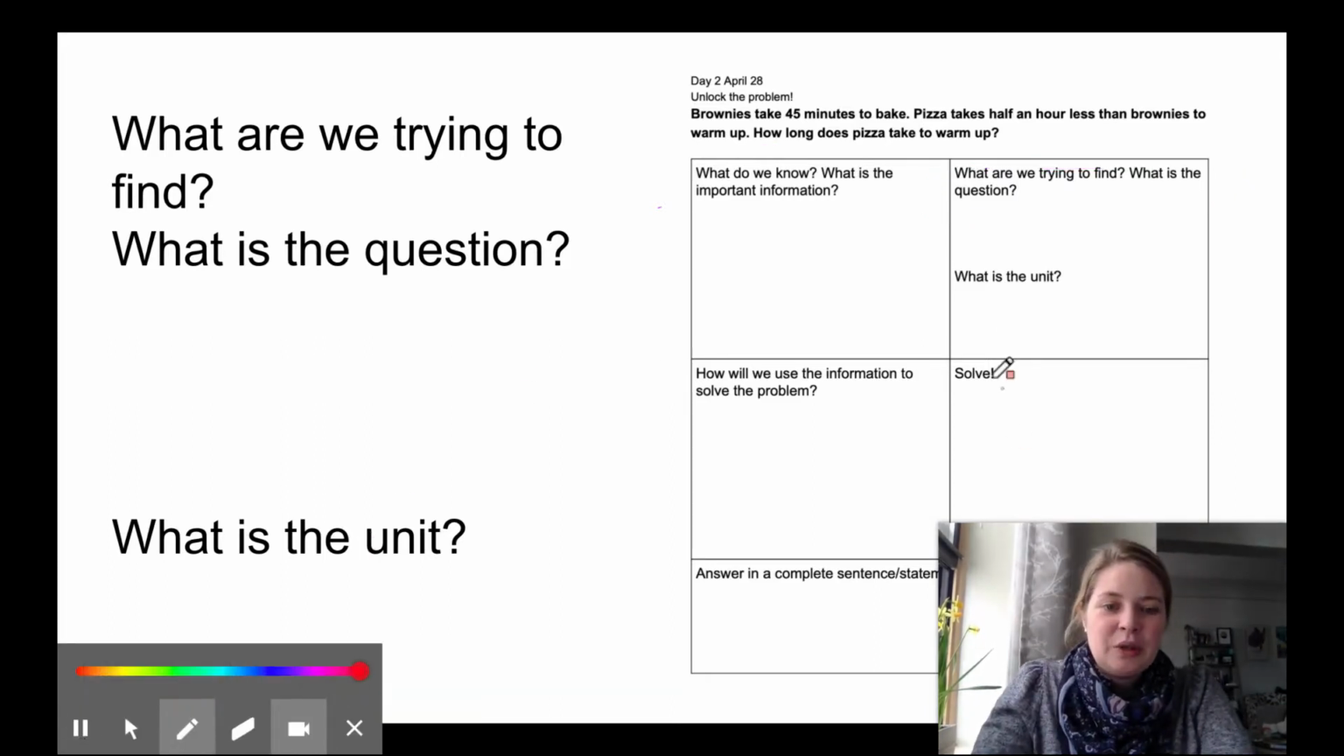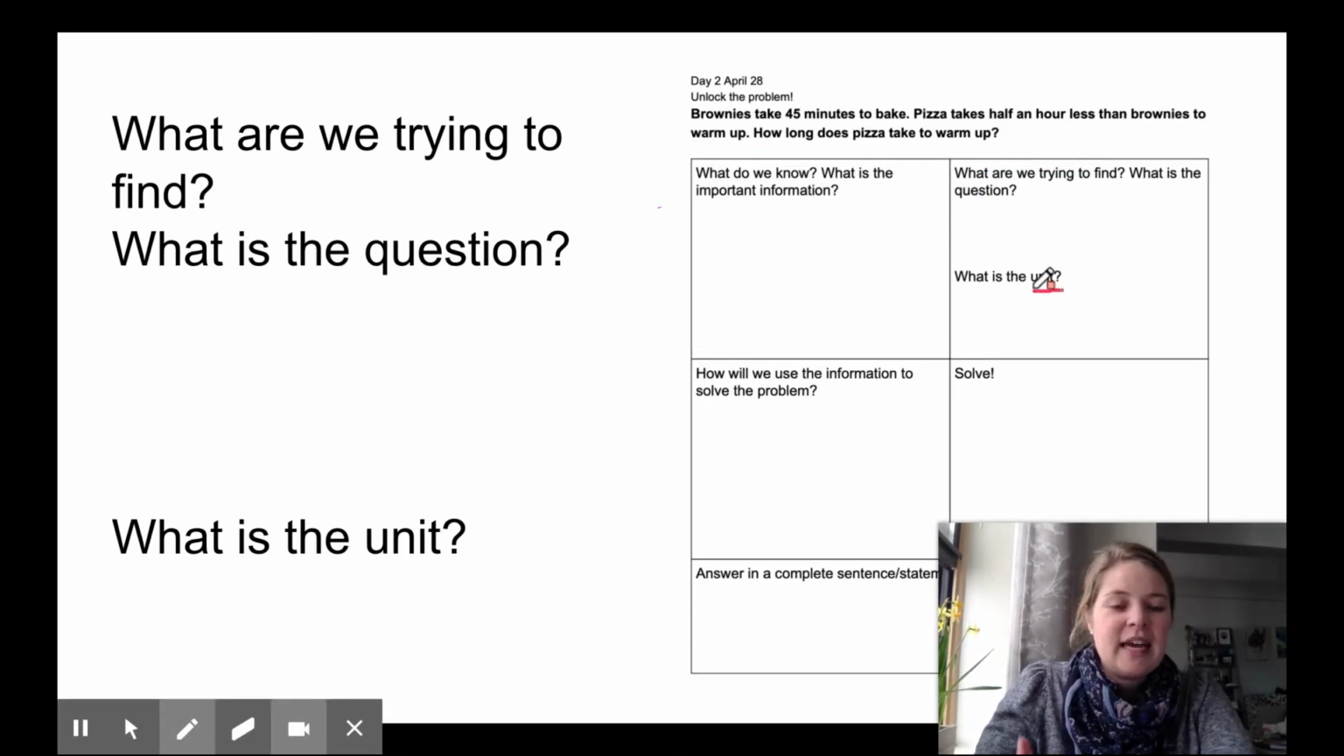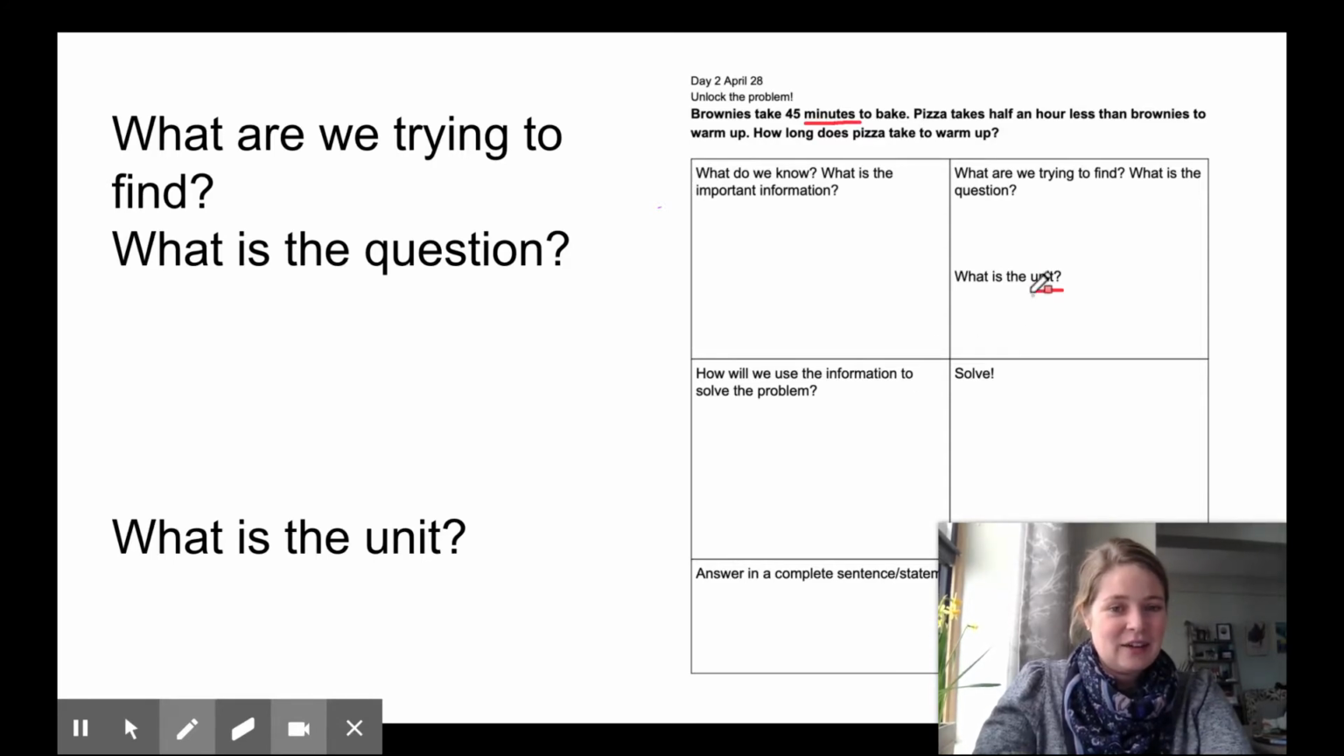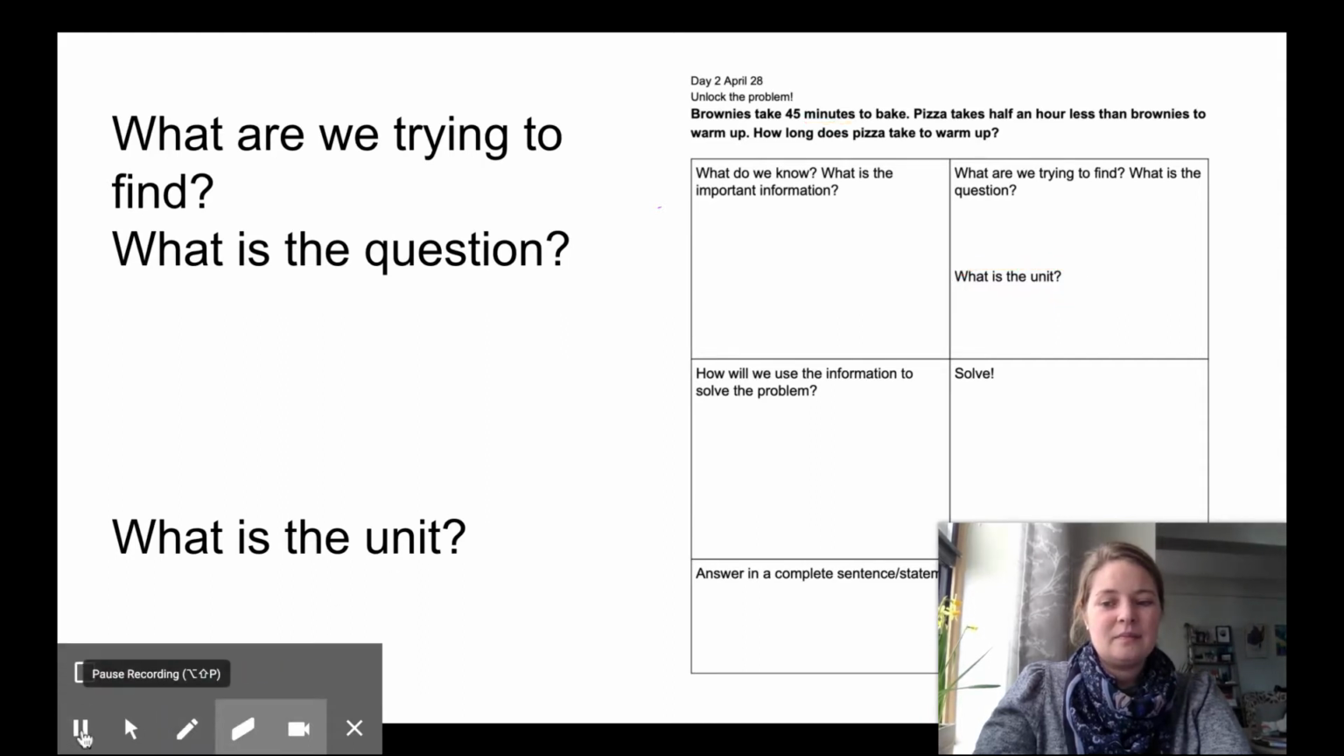We need to think about the unit here. Remember, the unit is how we measure something. So we might measure in length, we might measure in amount, but here we are measuring in time. And we are dealing with minutes. So the unit is minutes. Write it down. Under what is the unit? You would write the word minutes. Pause here and write it down.